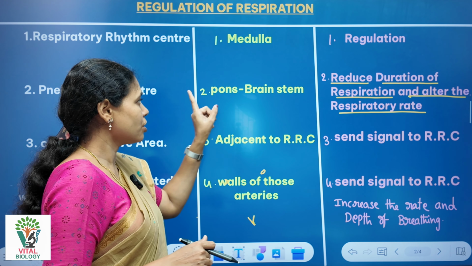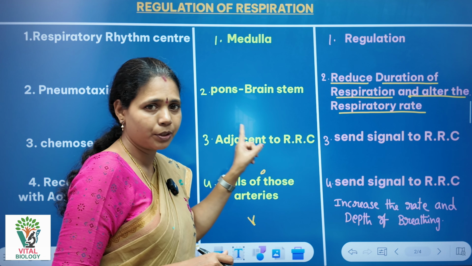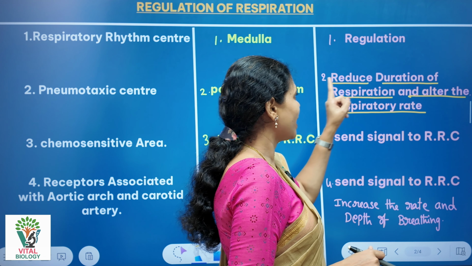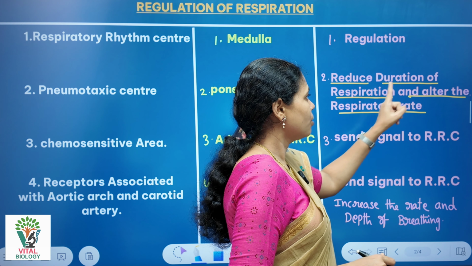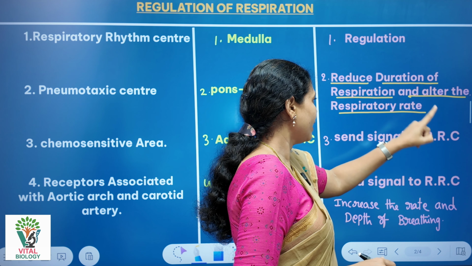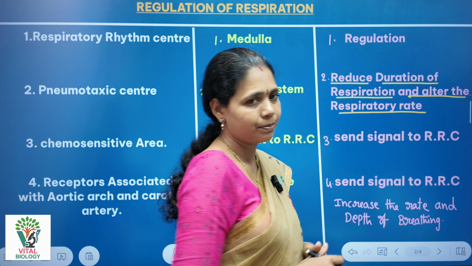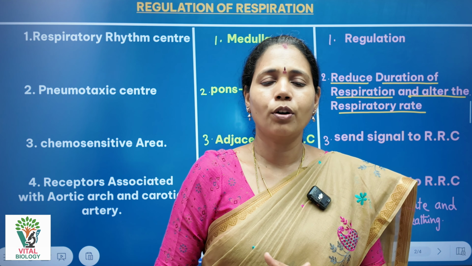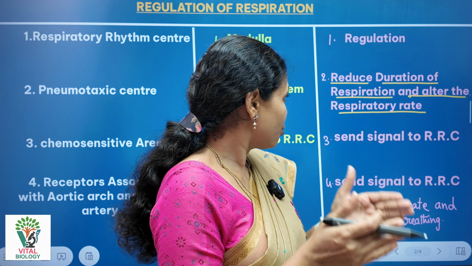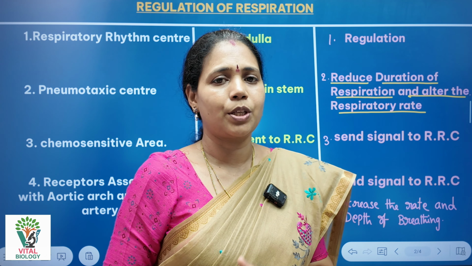The pneumotaxic center, which is present in the pons region of the brain, has the capacity to reduce the duration of respiration and alter the respiratory rate. Okay, so what is the meaning of that? Reducing the duration of respiration.